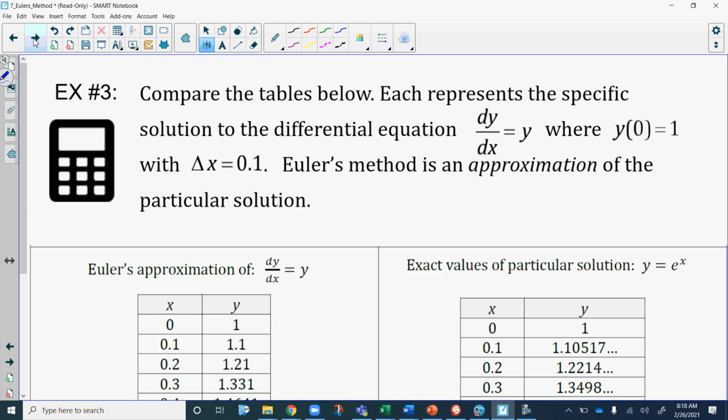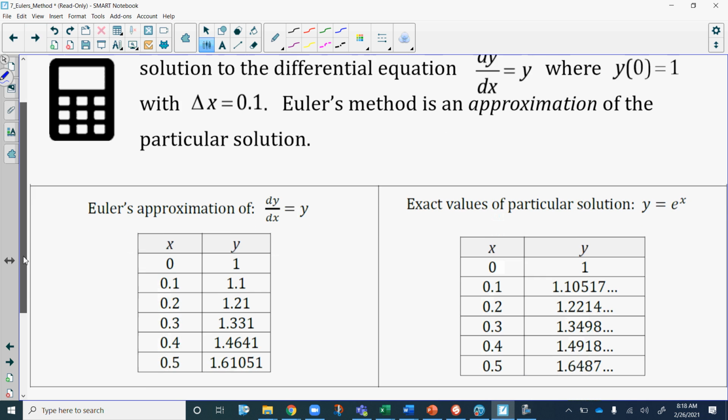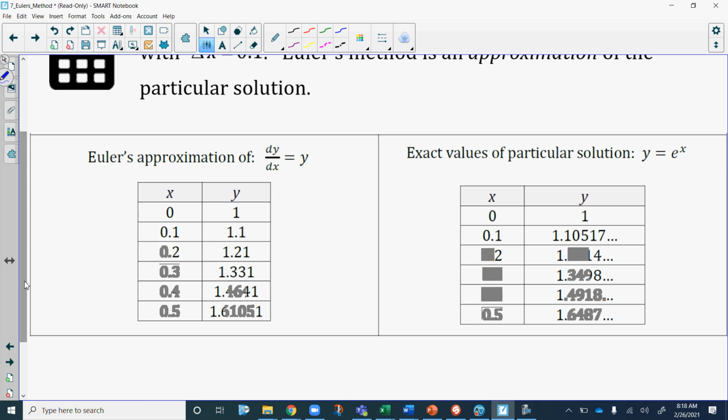And the particular solution for the differential equation happens to be y is equal to e to the x power. So here, these are the tables that we got. The table on the left is what we did in the first example. The table on the right is the particular solution of the differential equation, y is equal to e to the x power.